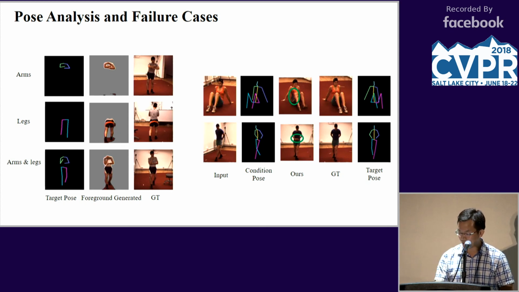On the right figures, we also show several failure cases. The first row shows the case of occlusion of body parts, which makes it very difficult for our model to recover the occluded appearance. The second row shows the case of depth missing in 2D human pose, which leads to the depth disorder of body parts.